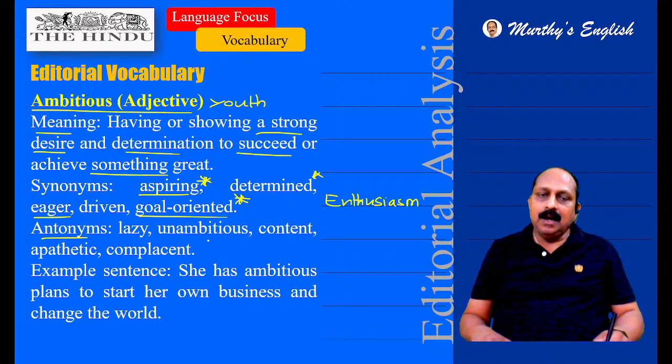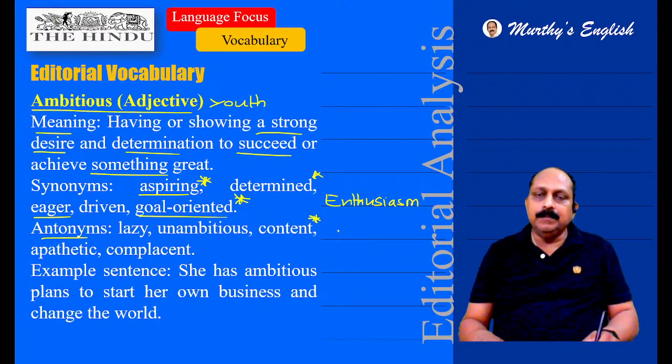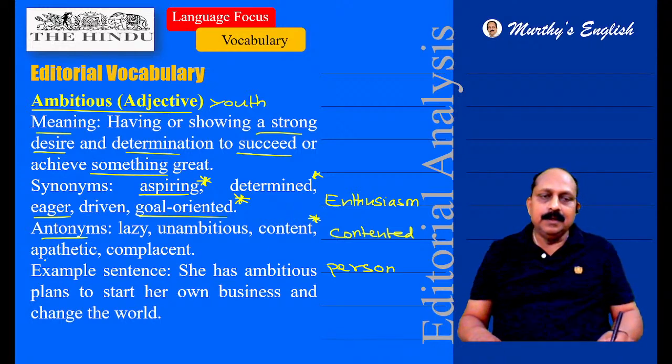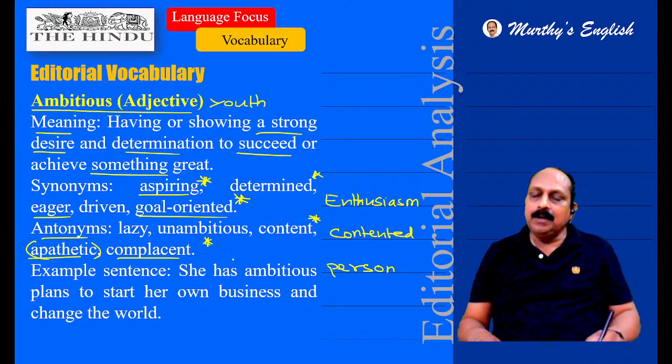Antonyms: lazy, unambitious, content. Content means to be satisfied with whatever you have. Contented person, that is not advisable. Then you don't want to go to a higher level. Apathetic does not go with this, no emotions. Complacent and content both are important, both mean the same. Complacency is very dangerous. Means what? If you are happy with whatever you have, you cannot raise the standards. Example: she has ambitious plans. Ambitious, adjective, ambition, noun. Ambitious plans to start her own business and change the world.